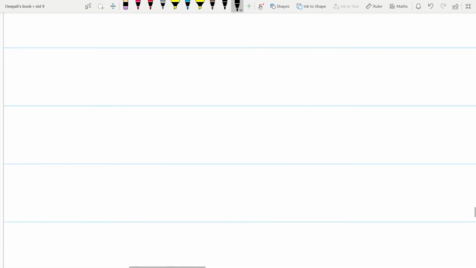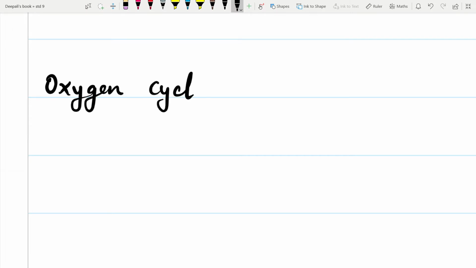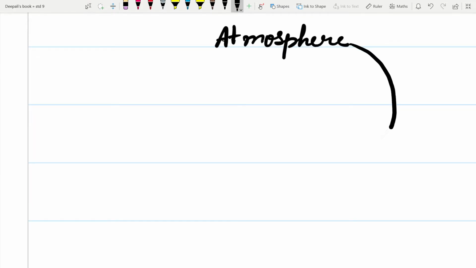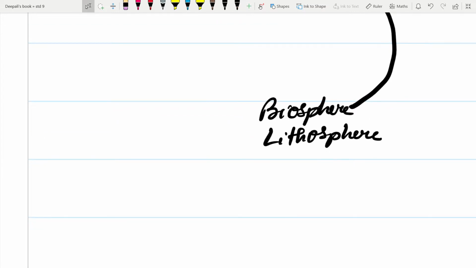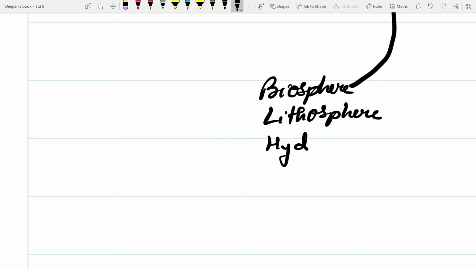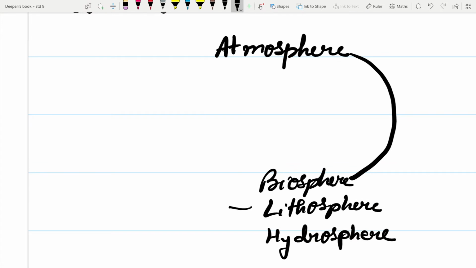So the pathway of the oxygen cycle is from atmosphere it goes to biosphere, to lithosphere as various oxides present in the soil, hydrosphere which contains oxygen in water molecule. Now from all these spheres, it will go back to the atmosphere.